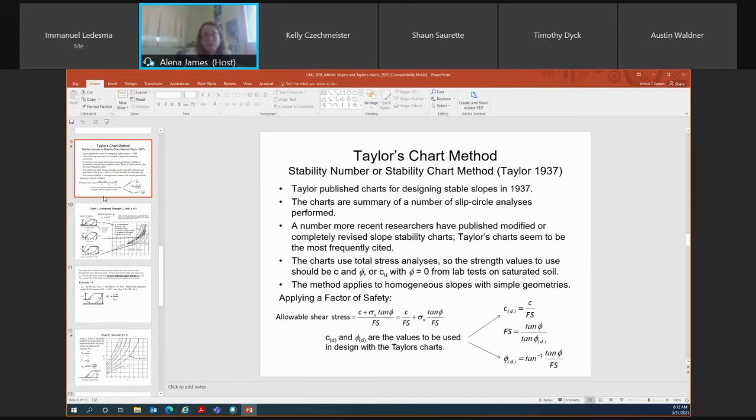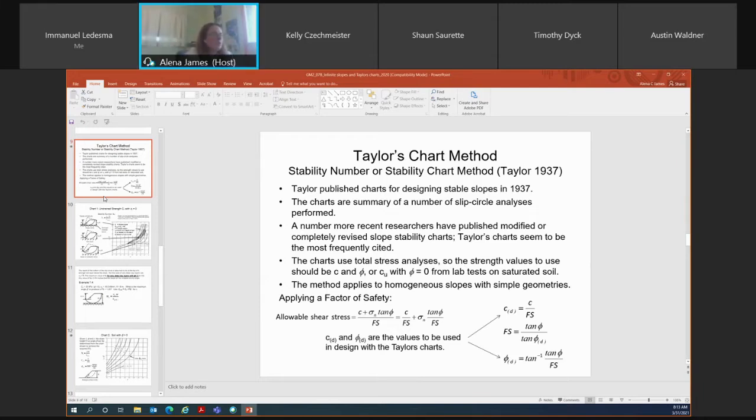for designing stable slopes. So we use these charts to determine, as I mentioned, what the maximum slope angle could be, what the maximum height of the slope could be, or what the maximum factor of safety would be, or what your factor of safety would be to achieve a stable slope. We use the charts, and they're shown on the next two slides, and they're a summary of a number of slip circle analyses that Taylor performed.